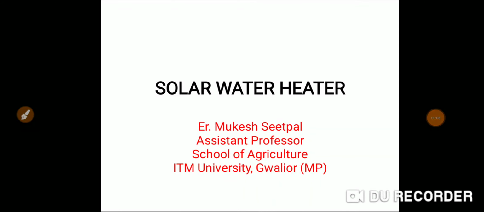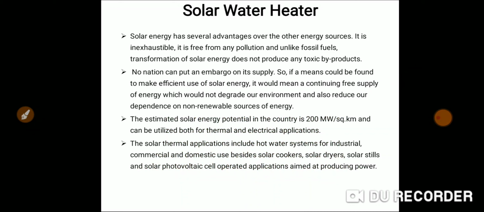Hello students, today we are going to discuss solar water heaters. Solar energy has several advantages over other sources of energy because it is inexhaustible, does not create any pollution like fossil fuels, and does not leave any toxic byproduct. So no nation can put an embargo on its supply due to its continuous supply.